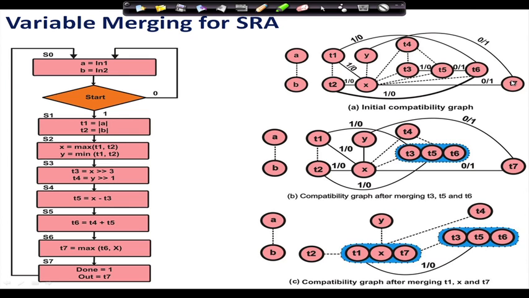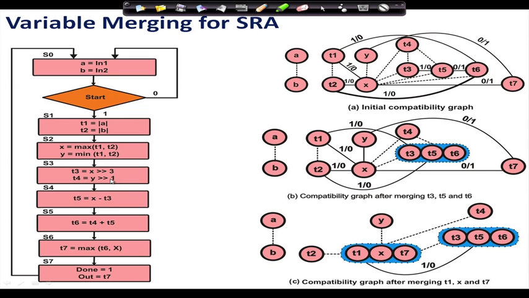Now, first I connect the incompatibility edges. The incompatibility edges are the edges between variables which are occurring at the same time or are sharing the same resource. You see here A and B are occurring at the same time, so I add this edge to it. Similarly, T1 and T2 are being used at the same step, so they are incompatible. What about X and Y? X and Y are being used in the same step, so they are incompatible.